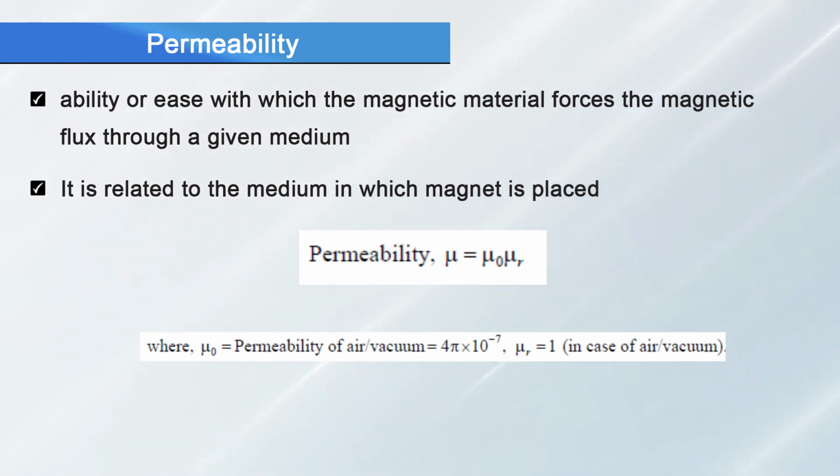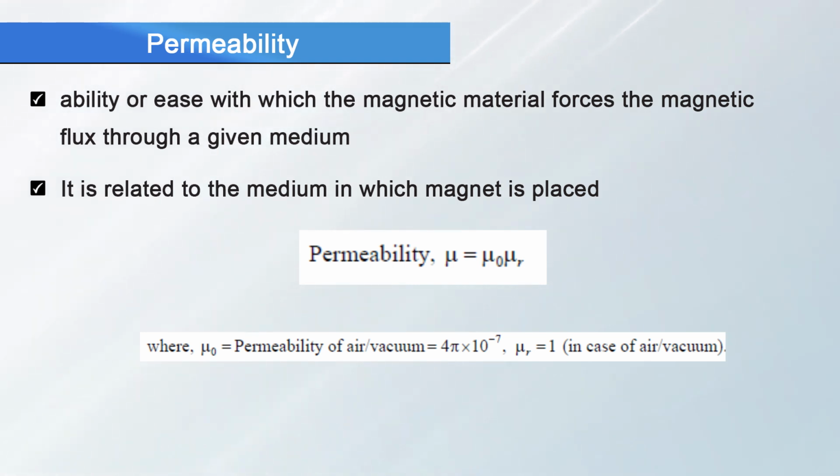So, it is related to the medium in which the magnet is placed. The force exerted by one magnetic pole on the other depends on the medium in which magnets are placed. Permeability is expressed as the product of mu naught and mu r, where mu naught is the absolute permeability and is given by 4 pi into 10 to the power minus 7, and mu r is equal to 1 in case of air.